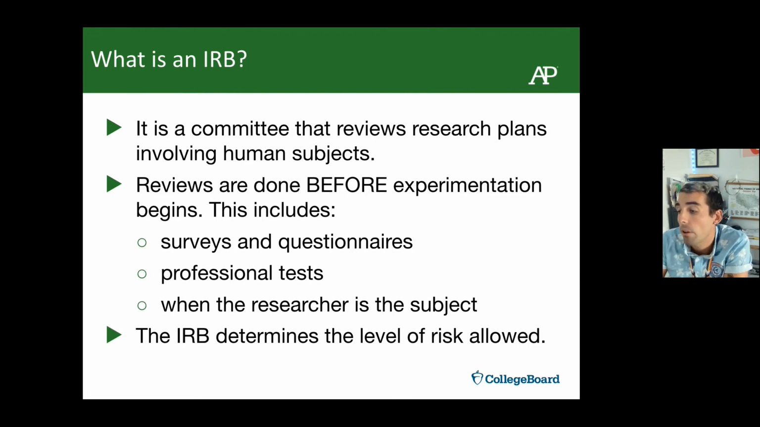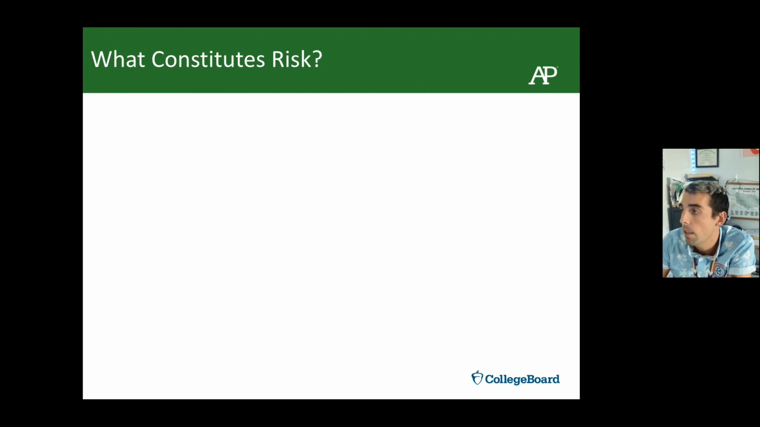And if any changes to the research happen while you're in the process, you need to go back and get the IRB to reapprove any changes. You can't just make a change after approval. You have to make sure any changes are also approved. So that makes it a little bit more complicated, but again, it may happen because research is not a straight line. It's squiggly sometimes. So what constitutes a risk? Let's take a look and see.